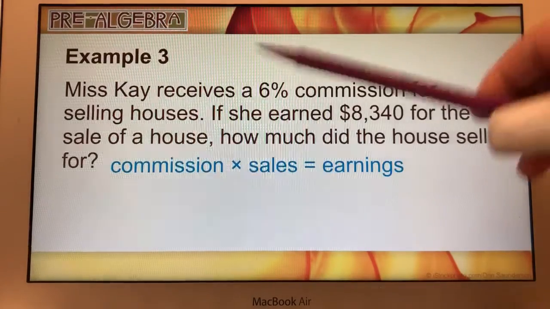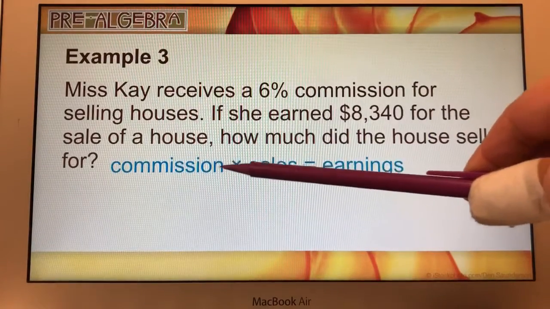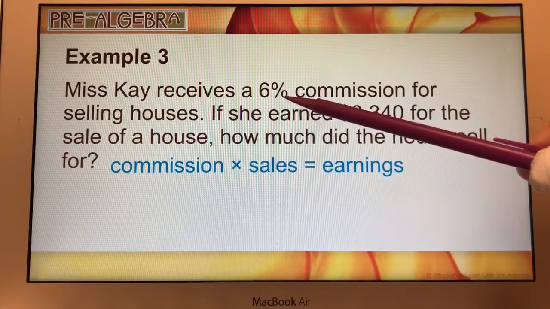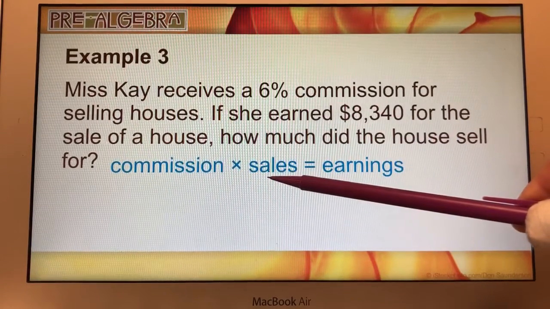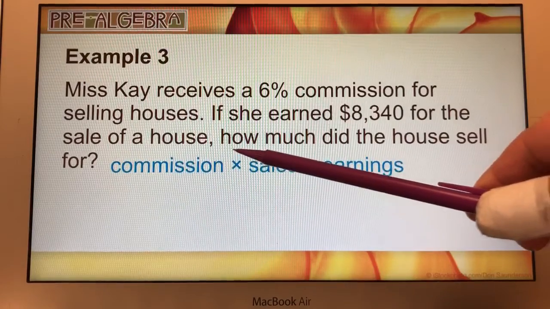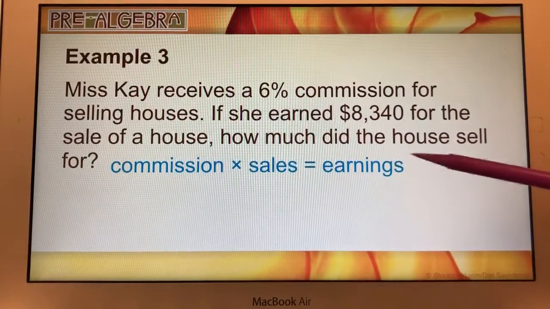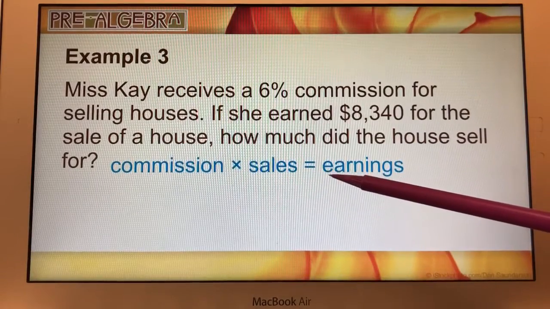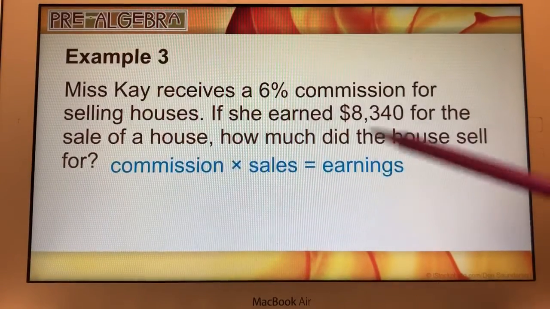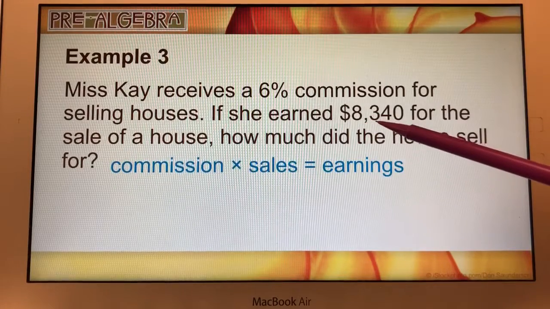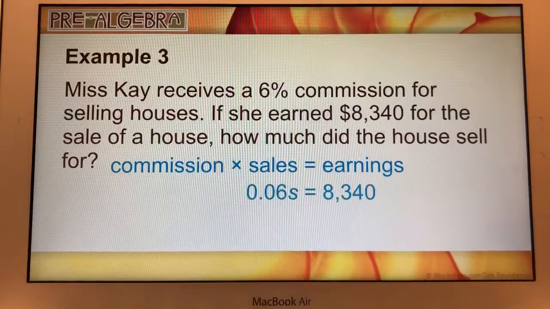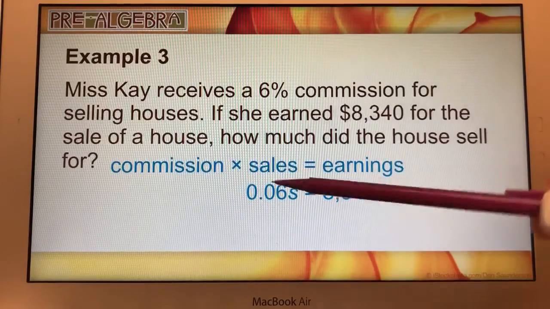So in this word problem, look at what is the commission. The commission is the 6%. What's the sales? That's what we're trying to find. That's in the question: how much did the house sell for? That would be the sales. The earnings, how much did she earn? She earned $8,340.